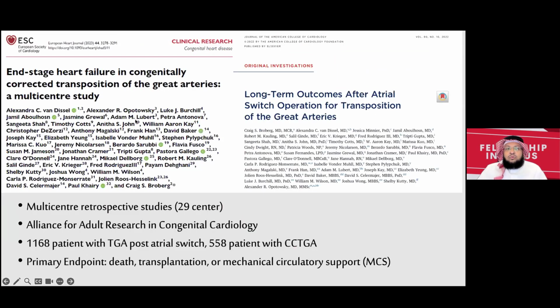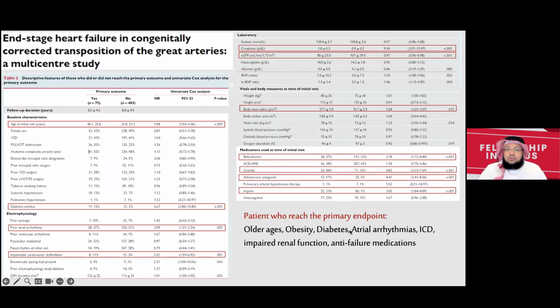There are also two recent studies about end stage heart failure in CCTGA and in atrial switch operation. These two studies were done by the same group, one published in 2023 and the other in 2022. So there are more than 1,100 patients with TGA post atrial switch and more than 500 patients with CCTGA. The primary endpoint in those patients was death, transplantation, or mechanical circulatory support.